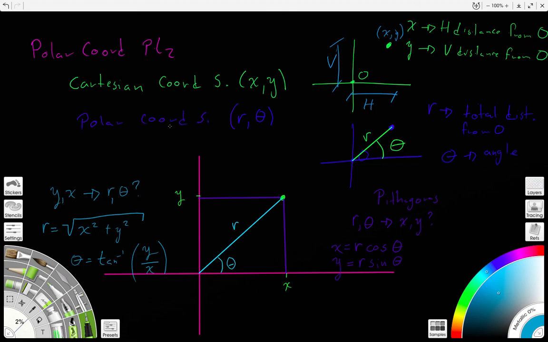So this is basically, we're done with polar coordinates. We'll be using them with circular motion, okay? But I just wanted you guys to know how we switch from one coordinate system to another and vice versa, okay? It's just simple trigonometry, okay?